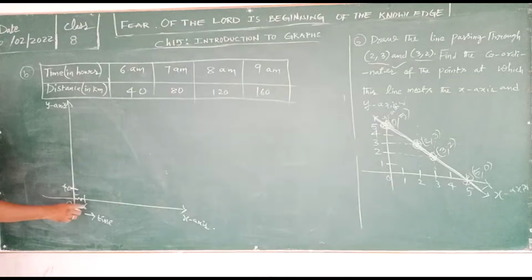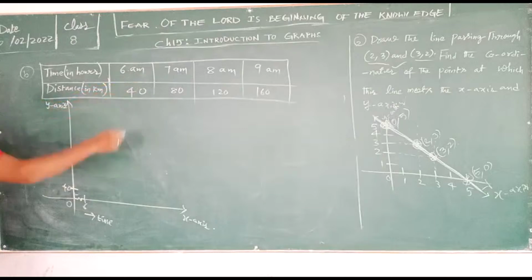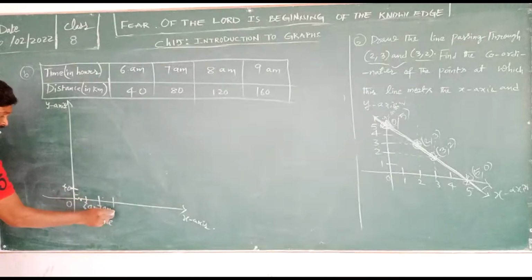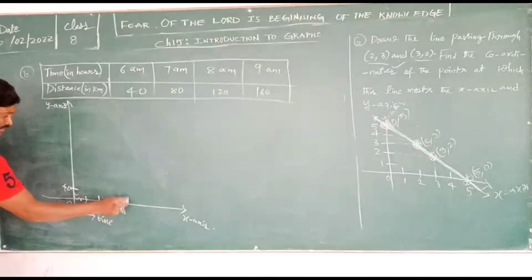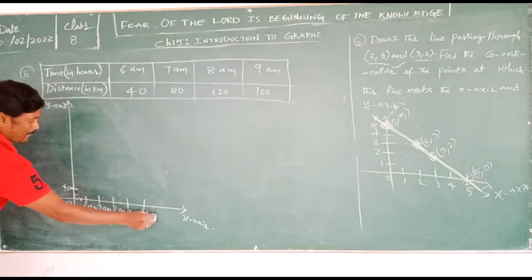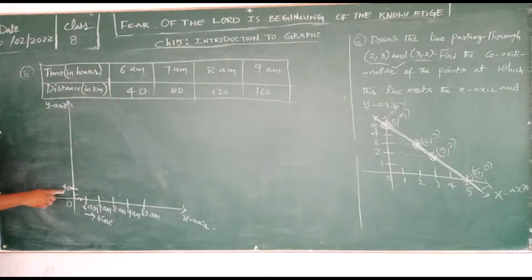And now here it is 6 a.m., 7 a.m., 8 a.m., 9 a.m. So let me write this part: 6 a.m. and 7 a.m., 8 a.m., 9 a.m., 10 a.m. Okay, after that, 40 kilometers I was taking, starting with 40, next 80, then 80 plus 40, how much?